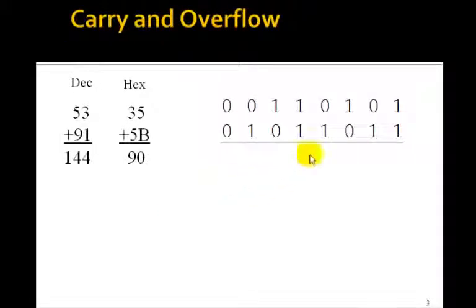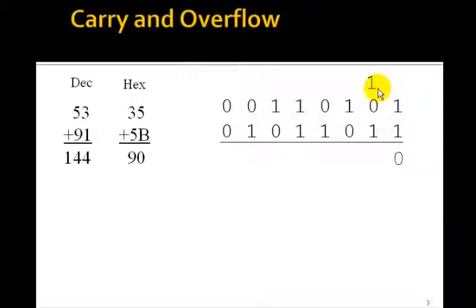All right, let's do another example. Suppose we add 53 to 91. We add these, the answer is 144. 35, 91 is 5B. B plus 5 is 16, which is 0 with a carry. 90 hex is in fact 144. So let's do this binary addition again.